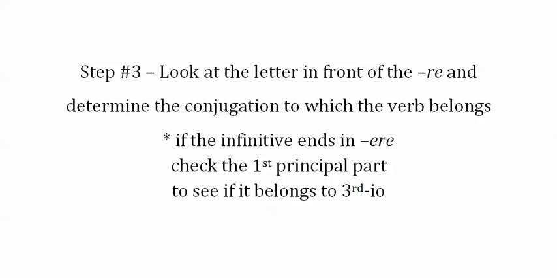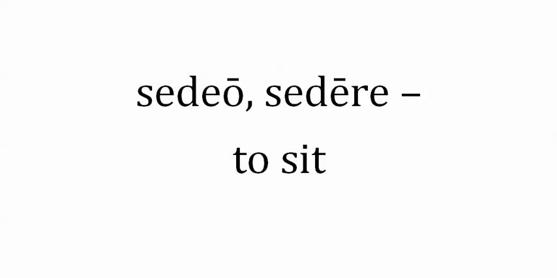For the third step, the first thing I need to do is identify the conjugation of this verb. And I'll do that by looking at the letter in front of the RE. Here's that dictionary definition again. In front of the RE on our infinitive, we have a long E, or an E with a macron on it. You'll also notice that if you look at the first part of the dictionary definition, you'll see an E in front of the O. That's an additional clue, but really all you need to know that this is second conjugation is to see that long E in front of the RE of the infinitive. So this is a second conjugation verb.